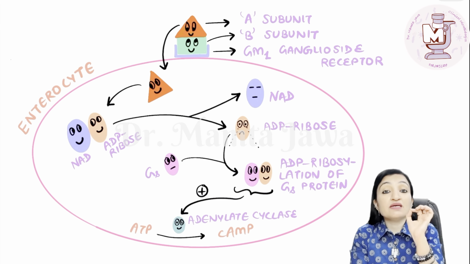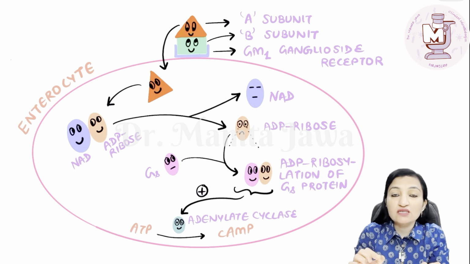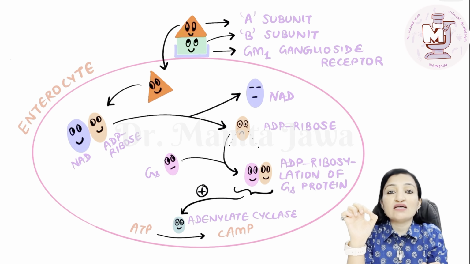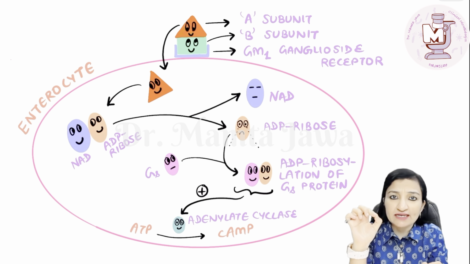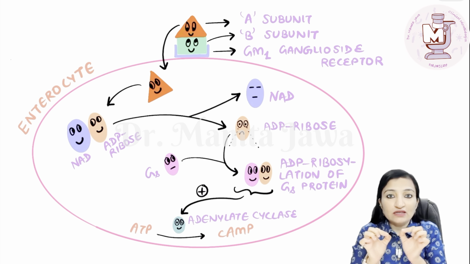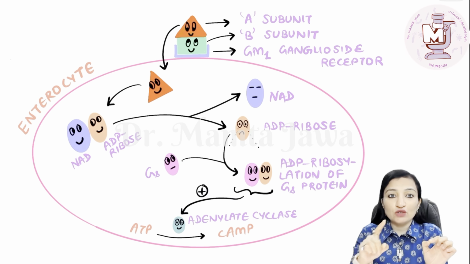Let's understand the mechanism of action of cholera toxin, abbreviated as CT, and this toxin is also known as choleragen, that is cholera generating toxin. Okay? So this toxin is a heat labile enterotoxin. It is going to act on the enterocytes.